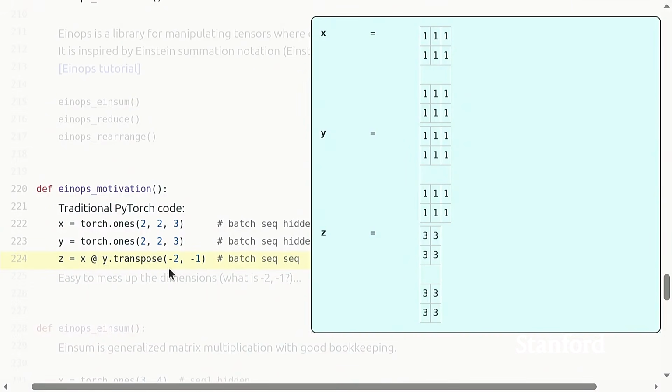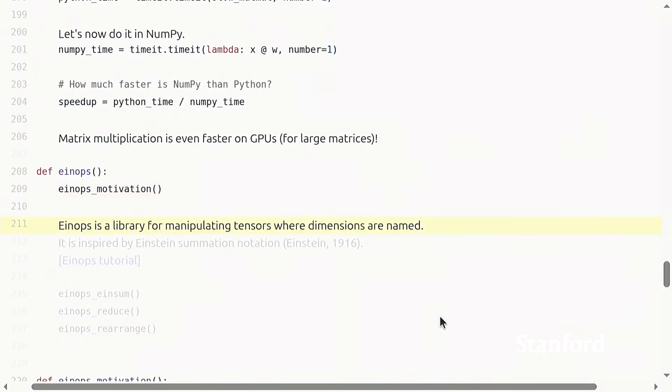Okay, so if you wanted to do that operation, you would have to do x multiply y dot transpose minus 2 minus 1, and that gives you your result, which is going to be a 2 by 2 by 2 tensor. Okay, so if you're wondering what is going on here, what is this minus 2 minus 1, that's exactly the question you should be asking, because it can get confusing. Now this example isn't that hard, I can explain to you, but I won't because I'm going to show you a better way to do this.